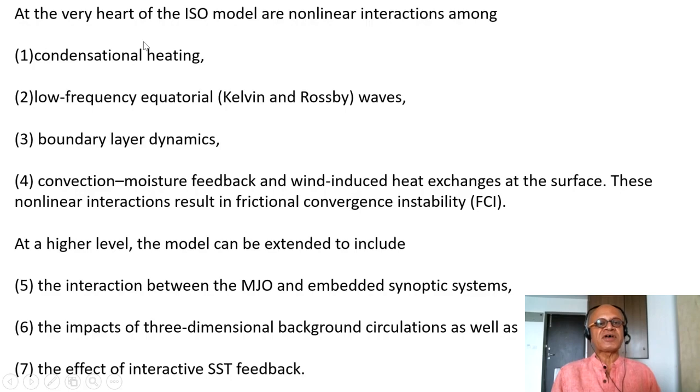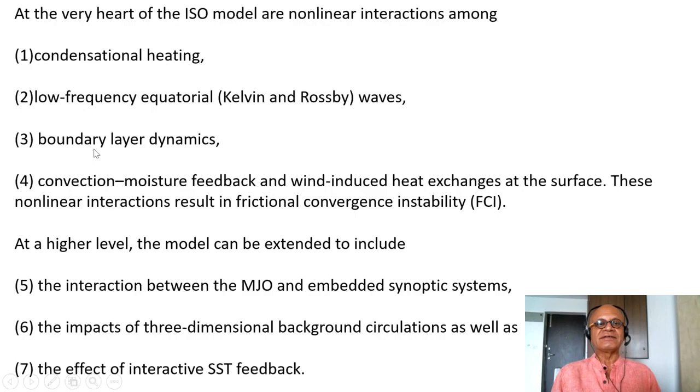So let's summarize the points we have been looking at. At the very heart of the intraseasonal oscillation model that we looked at are the nonlinear interactions among condensational heating, which is always critical. That's what drives the instability in MJOs. The question is, is it able to do it by itself or with the waves that it generates? The model is able to generate low frequency equatorial waves. We looked at the Kelvin and Rossby waves.